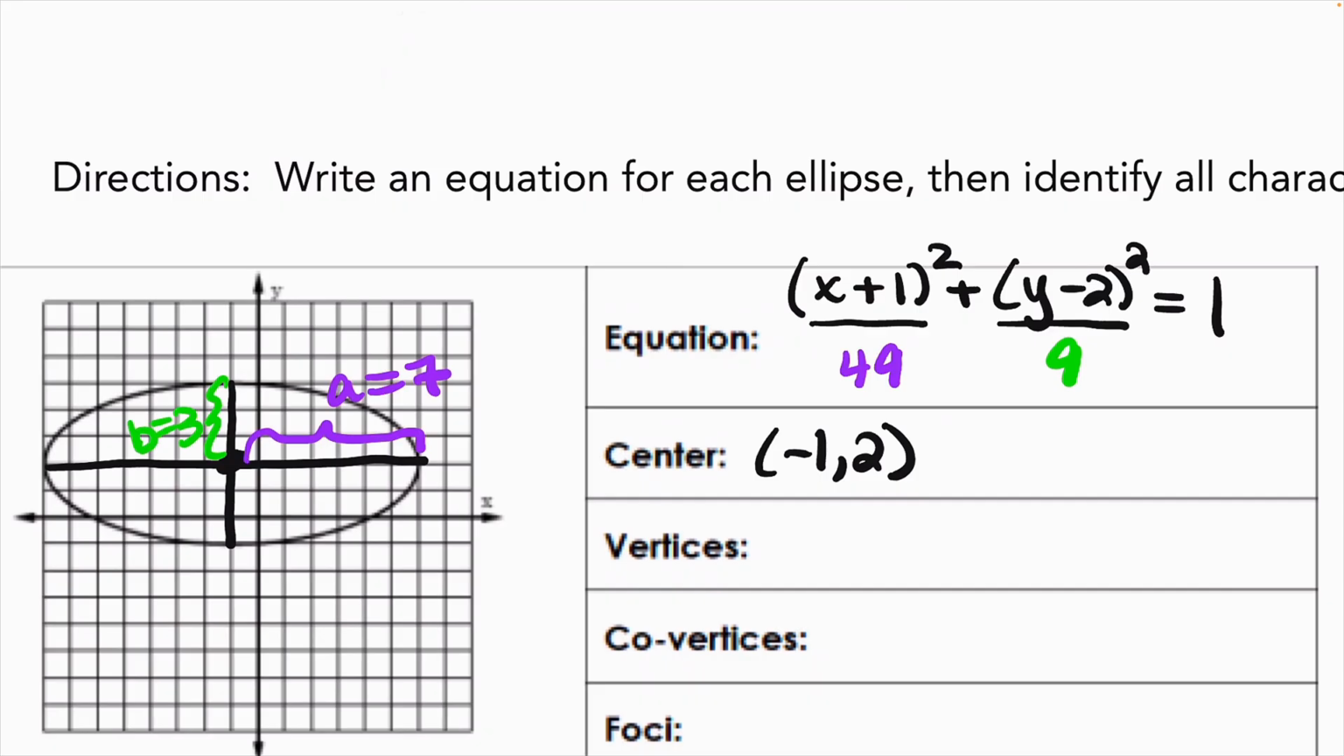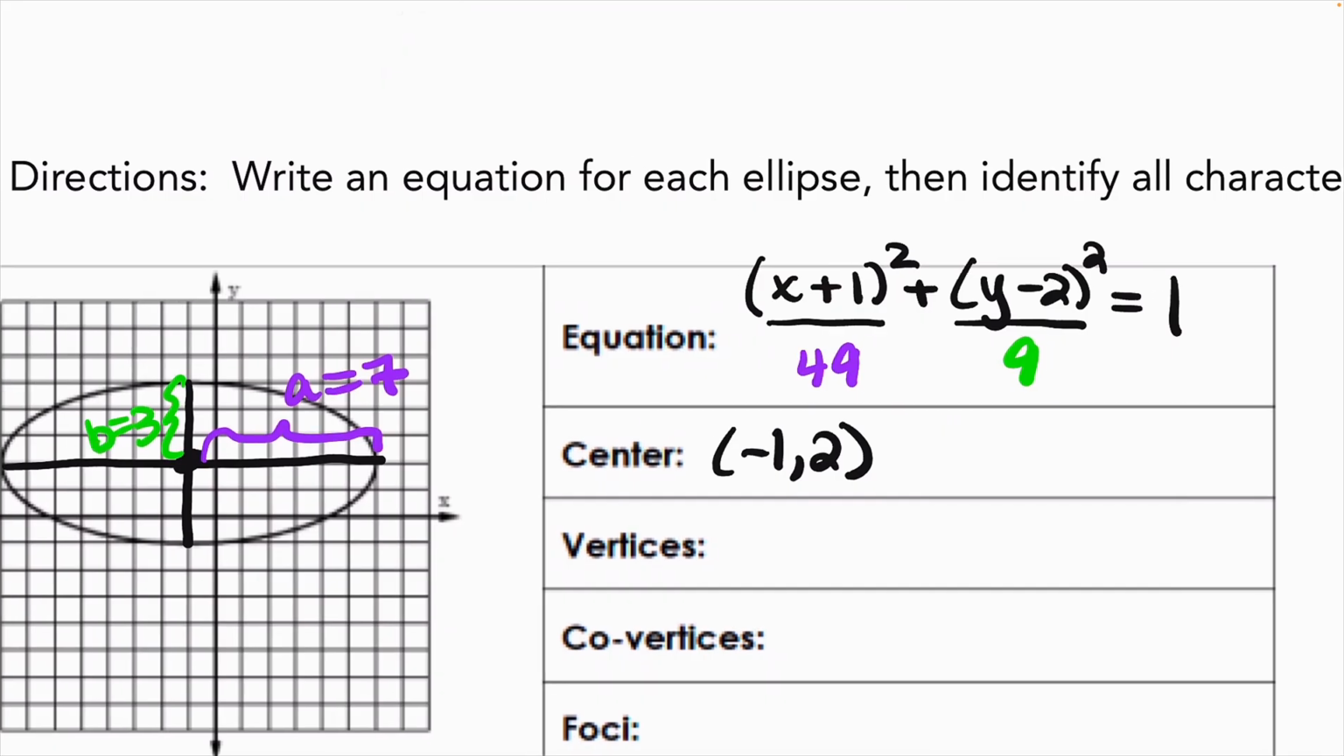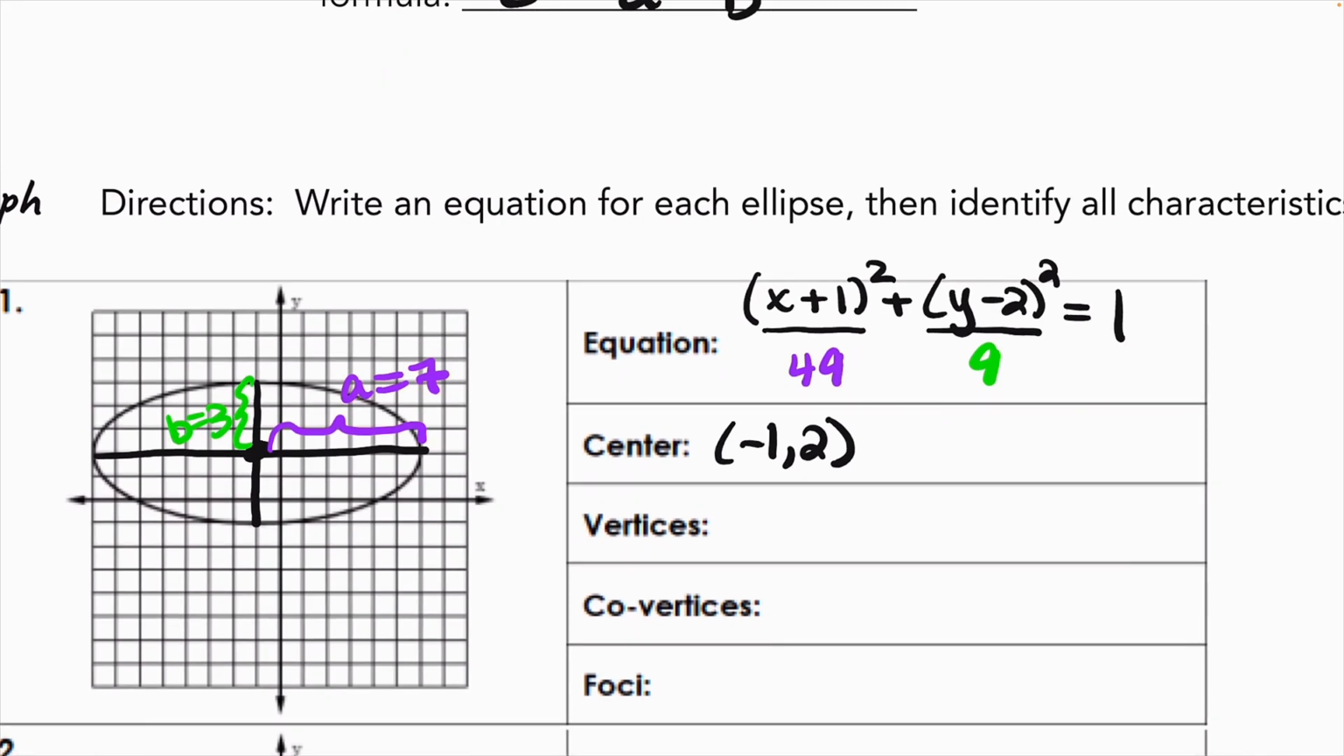I'm not going to do all the other parts since we just talked about that in the warm-up. So I just want to make sure we practice writing the equations, okay? Any questions on that? Good so far?